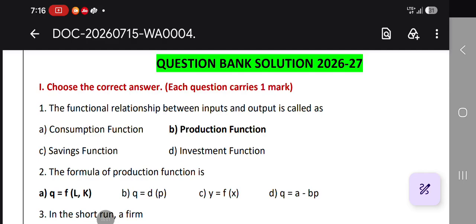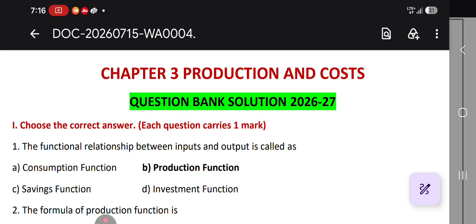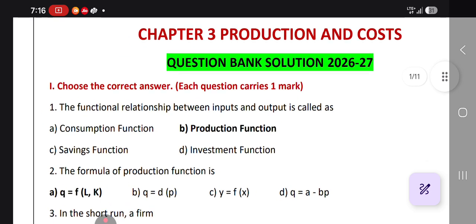Good morning, students. Chapter 3, Production and Cost. Nearly 10 marks of questions come from this chapter in the annual examination as per the blueprint.